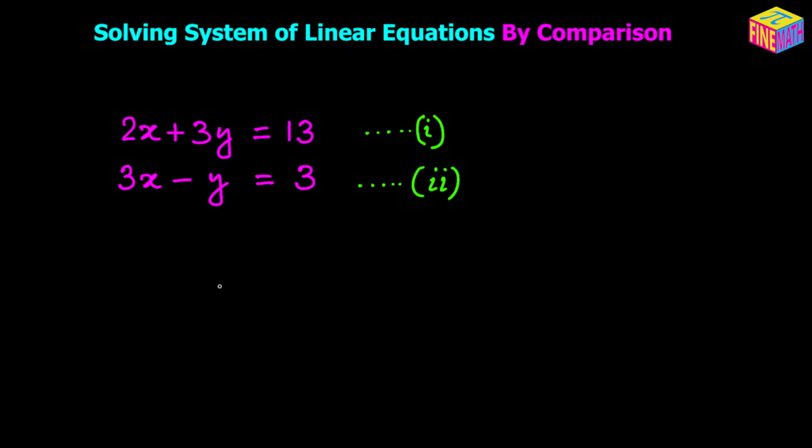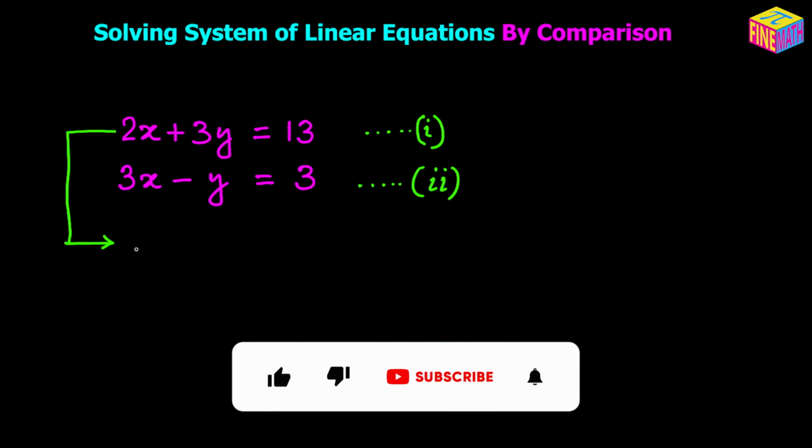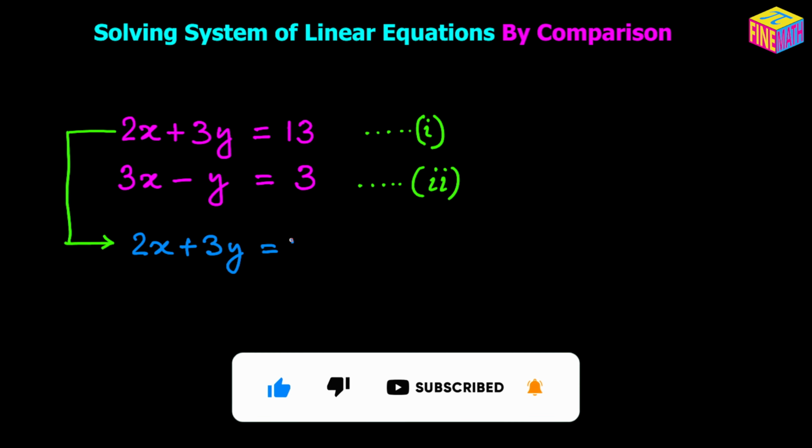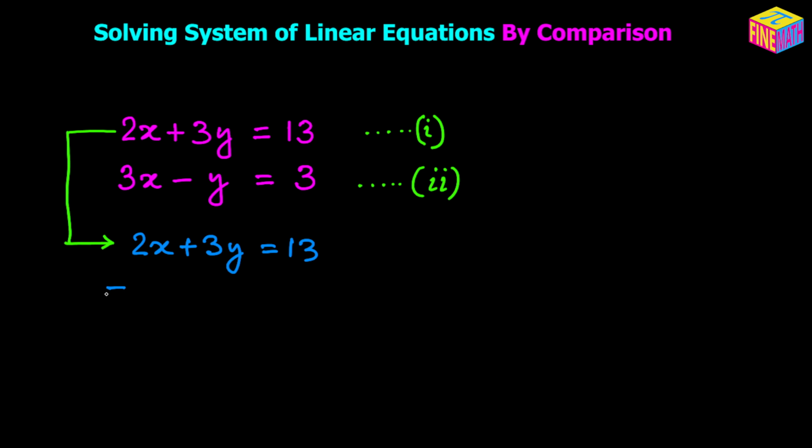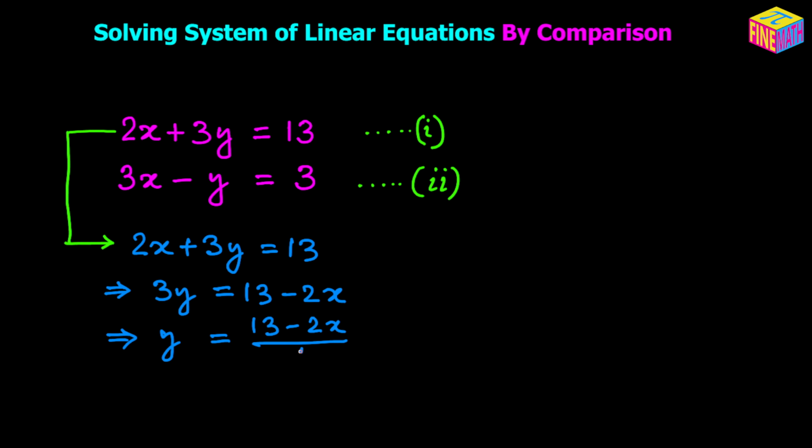So from the first equation, we have 2x plus 3y is equal to 13, and from here let's try to find the value of y in terms of x, right? We are going to keep 3y on the left hand side, and transpose the 2x onto the right hand side. So it will become like this, and from here we can say y is equal to, dividing both sides by 3, 13 minus 2x divided by 3, right? So let's say this is our equation number 3.